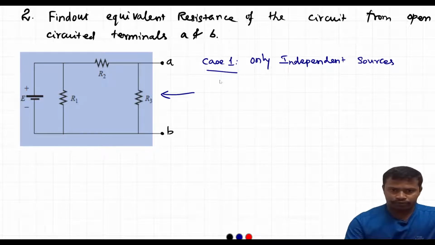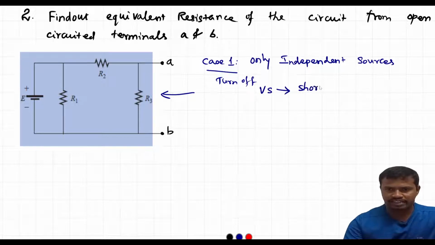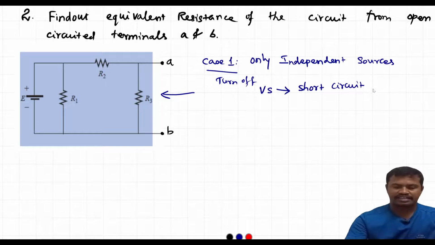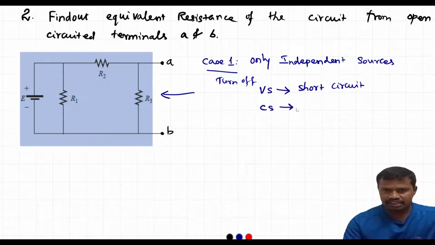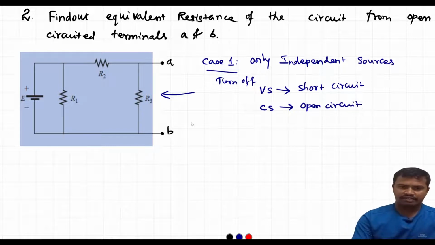For turn off, in case a voltage source is there, then we need to short circuit it with internal resistance if internal resistance is available, otherwise we can directly short circuit it. In case a current source is available, then we need to open circuit the current source, then we can finally find out the equivalent resistance.